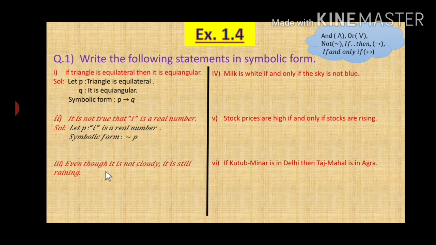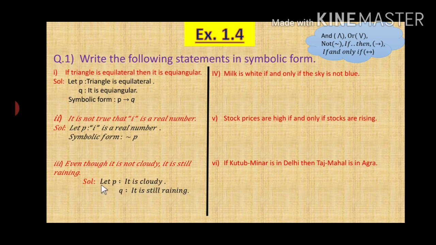Fine. The next one. Even though it is not cloudy, it is still raining. Now you know that even though is same as and connective. Correct? Now what are the statements? It is not cloudy and it is still raining. These are the two statements which we have to connect by using the connective and. Now see here. For the first statement, it is not cloudy. It is a negative statement. So what we will do is, we will store the positive statement in the alphabet P and while writing the symbolic form, we will use the negation for it. So it becomes the negative statement.